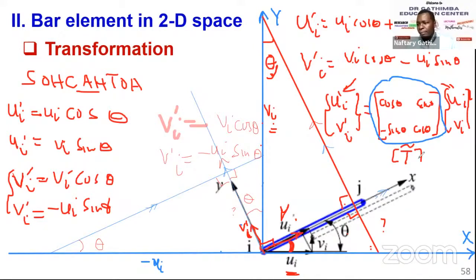So this is the transformation matrix for the single node. We use a tilde there, and here we can write it in compressed format. You say this is U prime at the local coordinate system, and here is U at the global coordinate system. So this is the equation for transformation. To transform from local, you pre-multiply with the transformation matrix to get the global components.